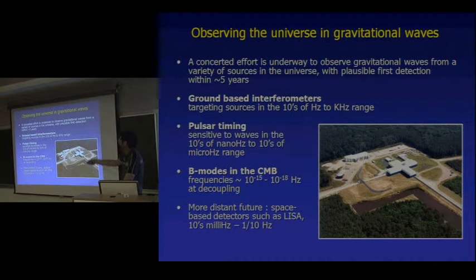And probably within 10 years, there will definitely be ground-based and pulsar timing detections. Whether the polarization of the cosmic microwave background will see anything depends very much on how kind the universe is in having given us a source of primordial gravitational waves. So for this talk, we're going to focus on compact objects, in particular those that are of relevance to ground-based interferometers.